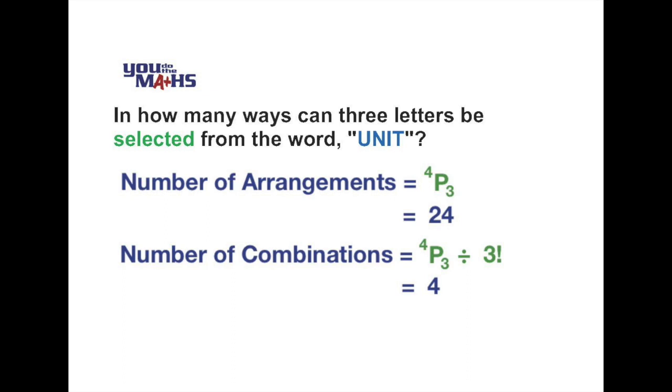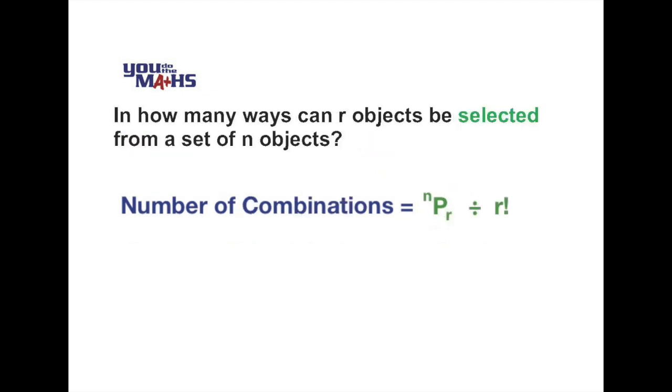We can summarize this into a formula for the general case. So if we're selecting R letters or R objects from a total of N objects, the number of combinations is determined by calculating the number of permutations and then dividing it by the different arrangements, which in this case is R factorial. If we put that all together into a formula for combinations and call it NCR, we can see that the final formula is N factorial divided by the product of N minus R factorial and R factorial.